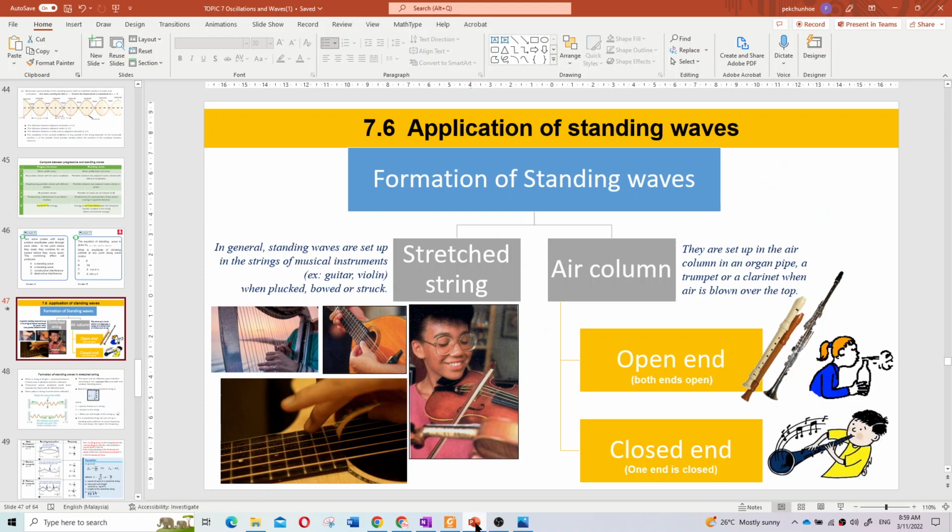If you want to make the flute sound, you must blow. If you want to make the guitar sound, you must strum the guitar. If you don't strum the guitar, where is the sound? If you don't blow the flute, where is the sound? If there is no disturbance, where is the standing wave? Correct or not? Understand, class?